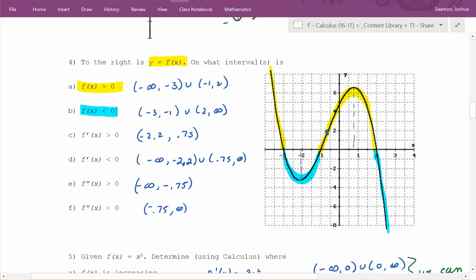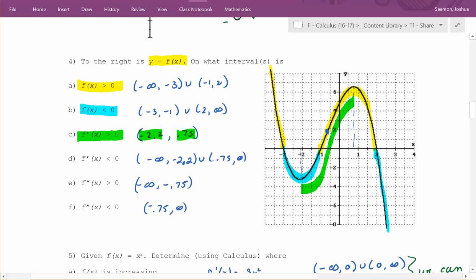Yep. Okay. The derivative being positive is where it's rising from left to right. So that's going to be from negative 2 all the way up to, you see how it says 2.2 right there? I would give you, if you said negative 2, or if you said 1 instead of 0.75, I'd be okay with that.